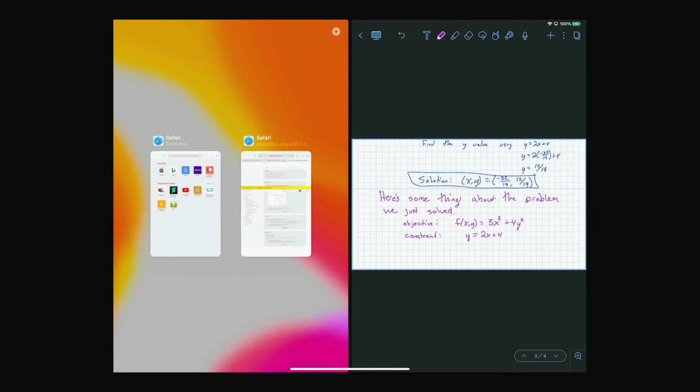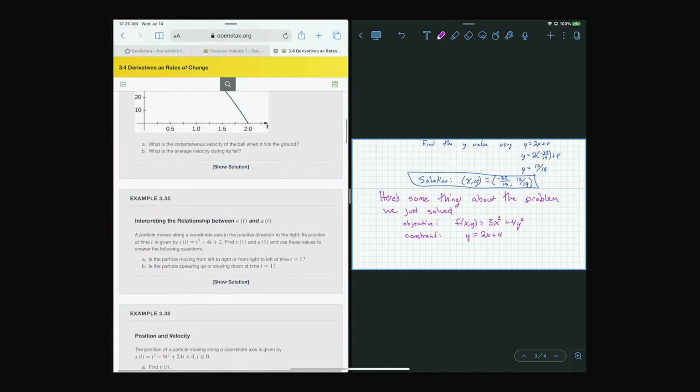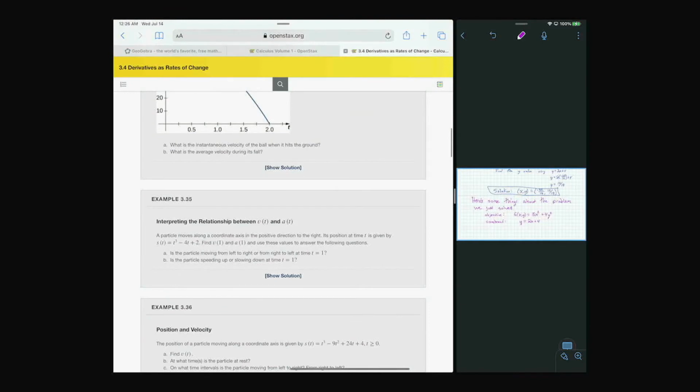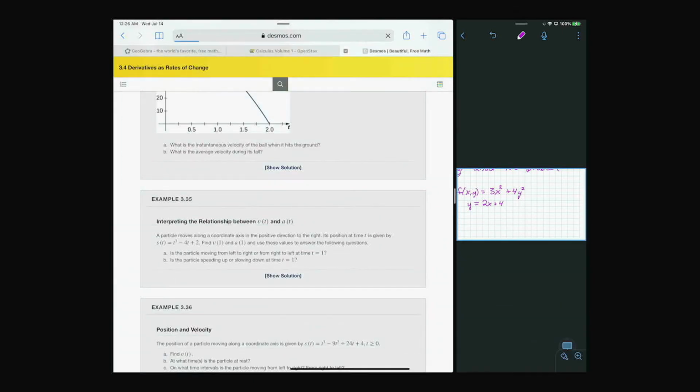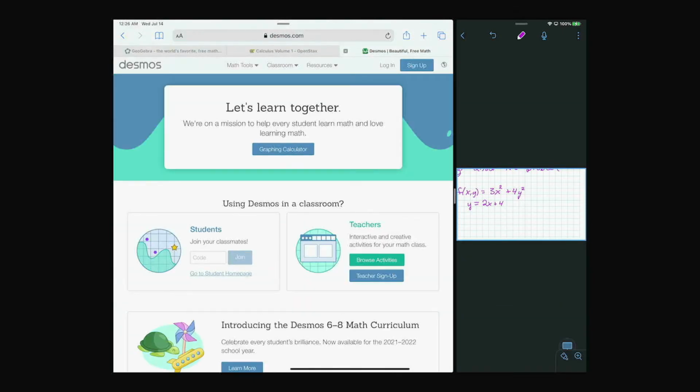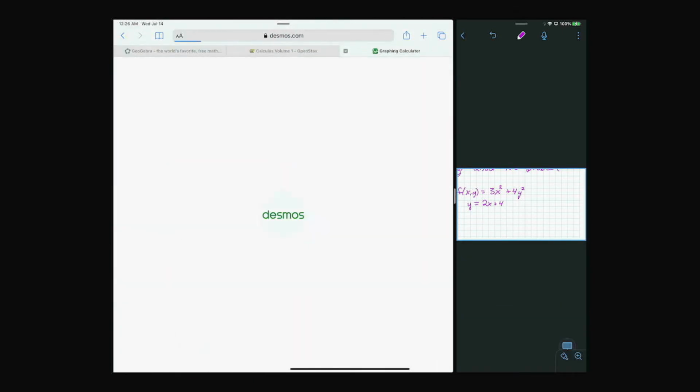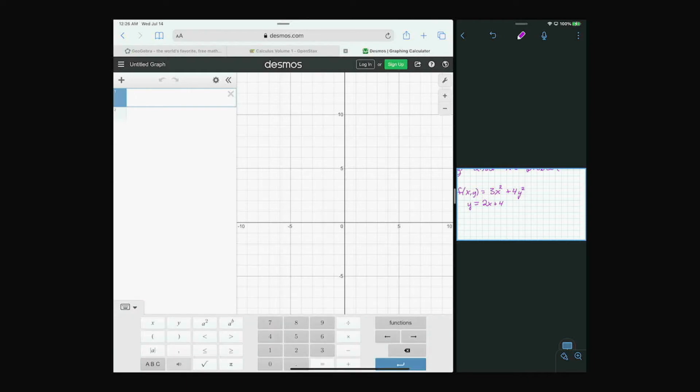So let's open Safari, make this a little bigger, and we're going to do some graphing. So let's go to Desmos. We'll use Desmos instead of GeoGebra because we're only doing 2D plots right now. So if we look at level curves of this function, 3x squared plus 4y squared.